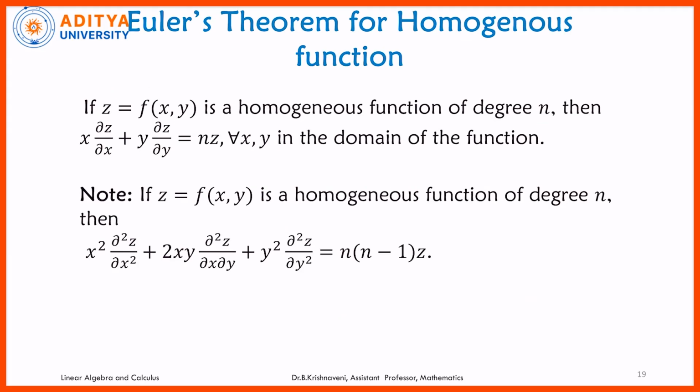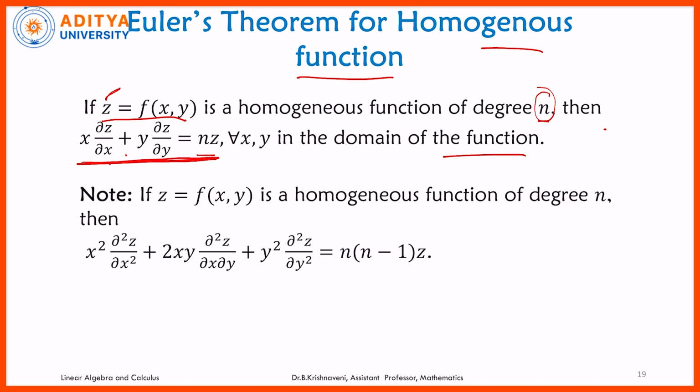So now let's state Euler's theorem for homogeneous functions. Let us consider z = f(x, y), which is a homogeneous function of degree n. Then x ∂z/∂x + y ∂z/∂y is equal to nz for every (x, y) in the domain of the function. Here z is a homogeneous function of degree n, and it needs to satisfy this for every (x, y) in the given domain of the function. That we call Euler's theorem.